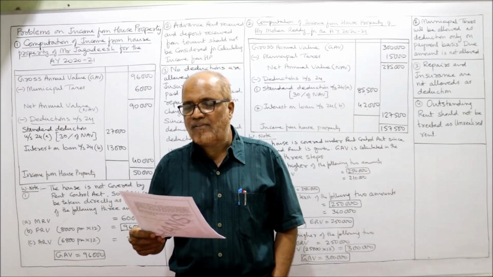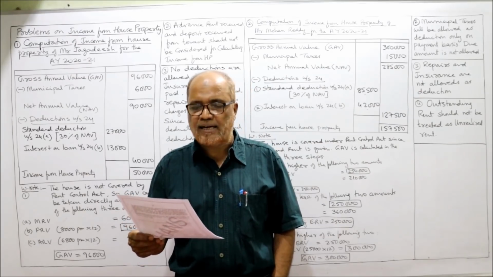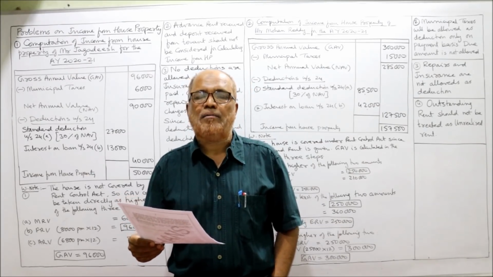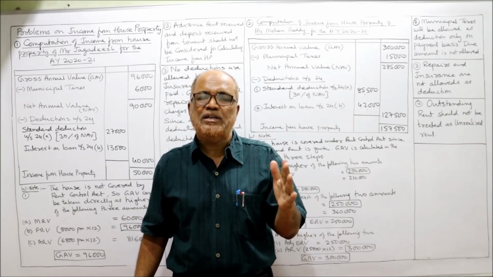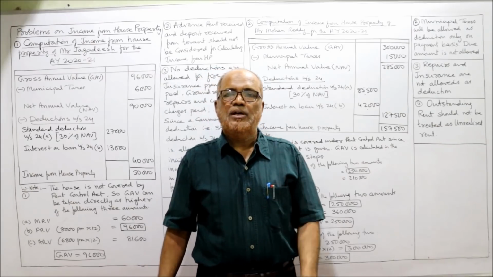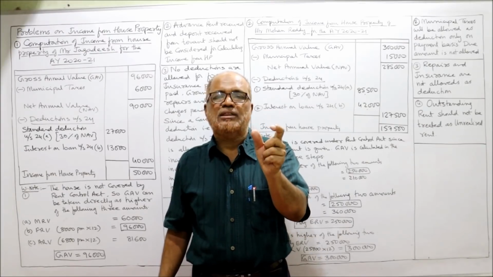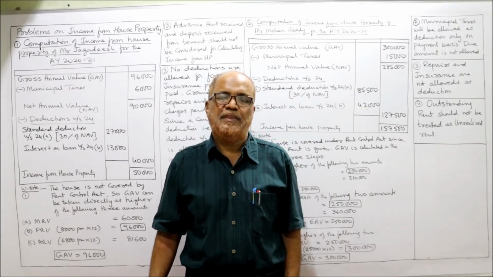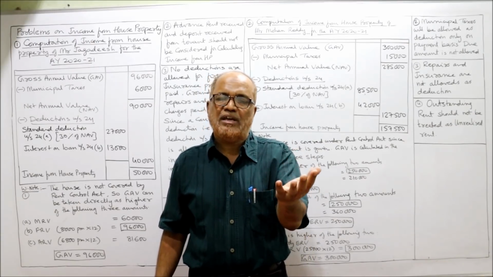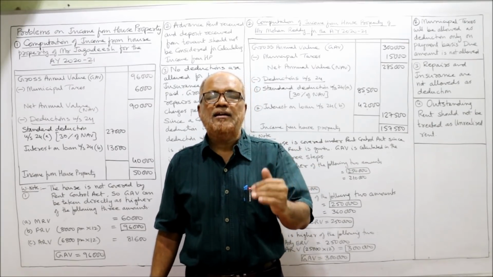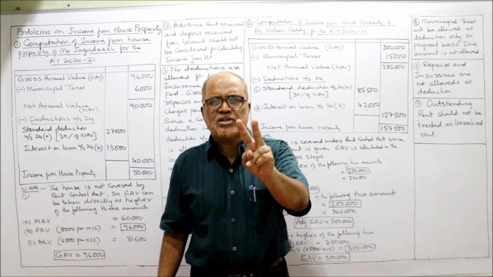Sri Jagadish incurs the following expenses. Municipal taxes 6,000, allowed as deduction. Insurance fire, not allowed as deduction. See here, in the previous video I explained in detail that only 2 deductions are allowed, 24A and 24B. 24A is the standard deduction, 30% of NAV, net annual value. This is a compulsory deduction for every assessee who has income from house property. Second, interest on loan under section 24B. Only 2 deductions are allowed.